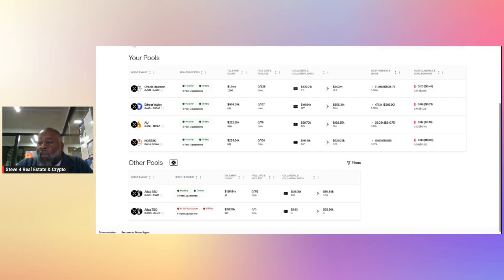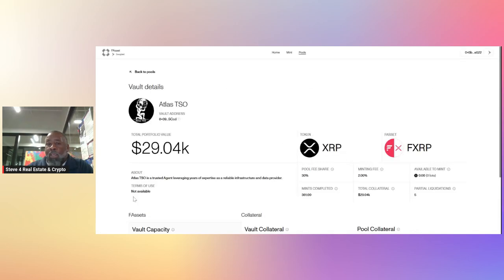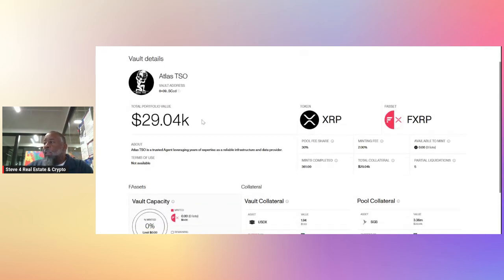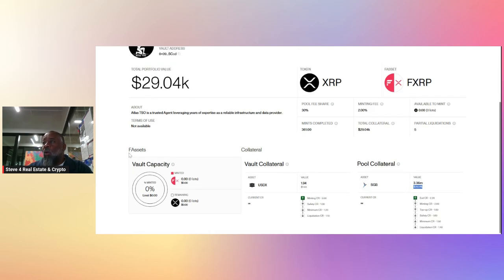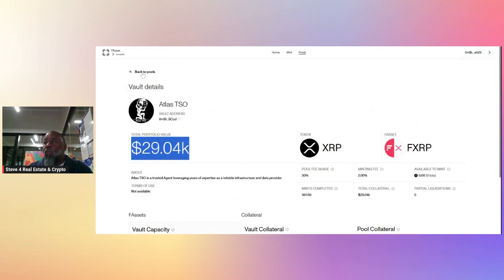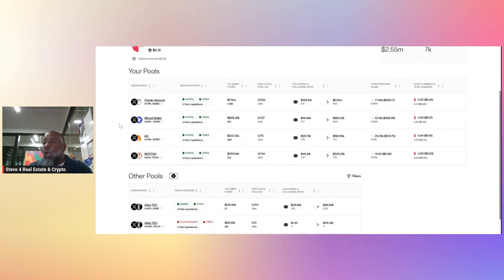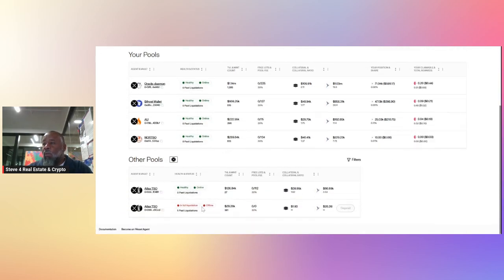Quick video. First of all, ATLAS FTSO. The old agent pool is in liquidation. It looks like they got most of it out of there, but there's still like 3.36 million SGB, or $30,000 in collateral, still sitting in this old vault. If you're providing collateral to this old ATLAS FTSO that's in liquidation, you need to take your money out of that, because they have a new one.